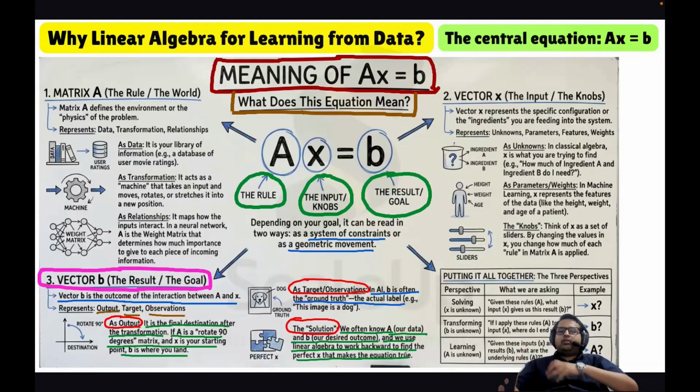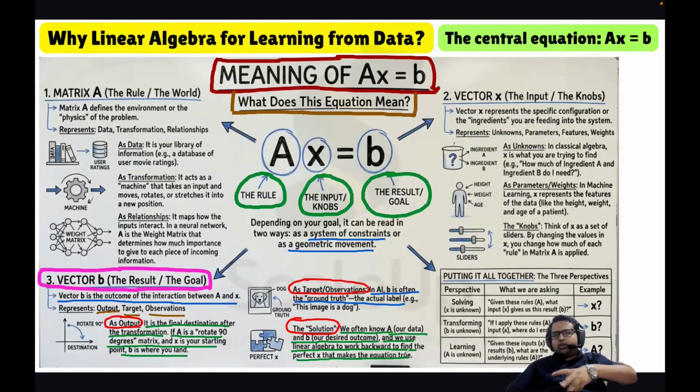So now it's very clear that vector b can represent output. Output means it's the outcome of the interaction between A and x. When A and x interact, the result is what vector b is representing. The vector b can represent target or observations.